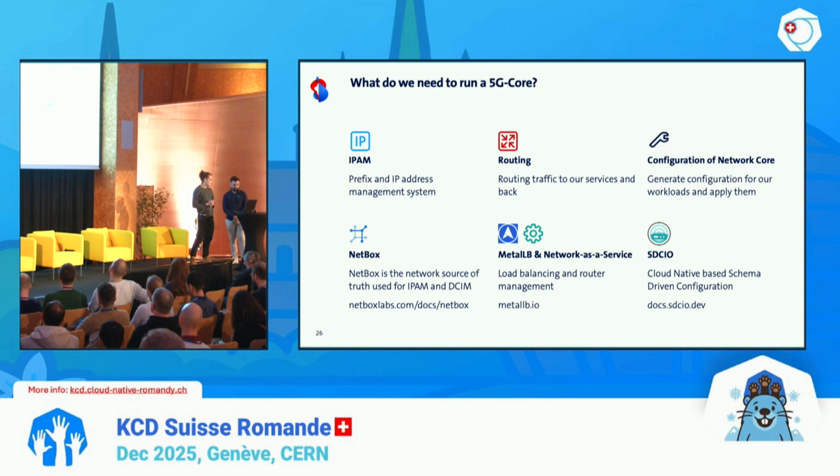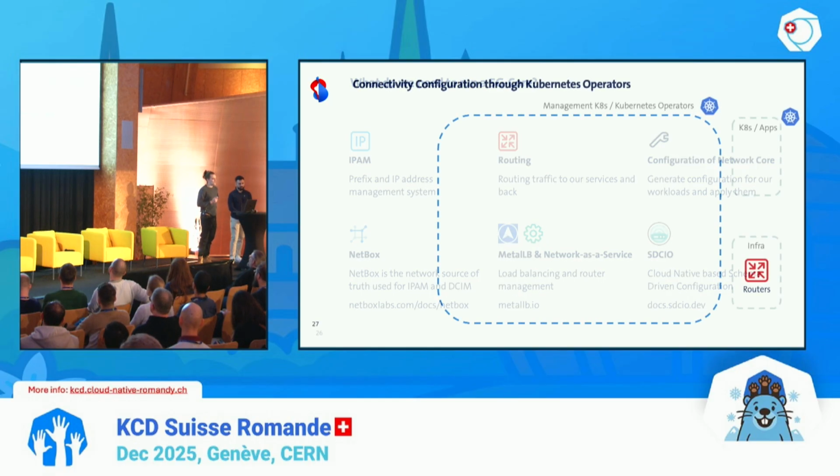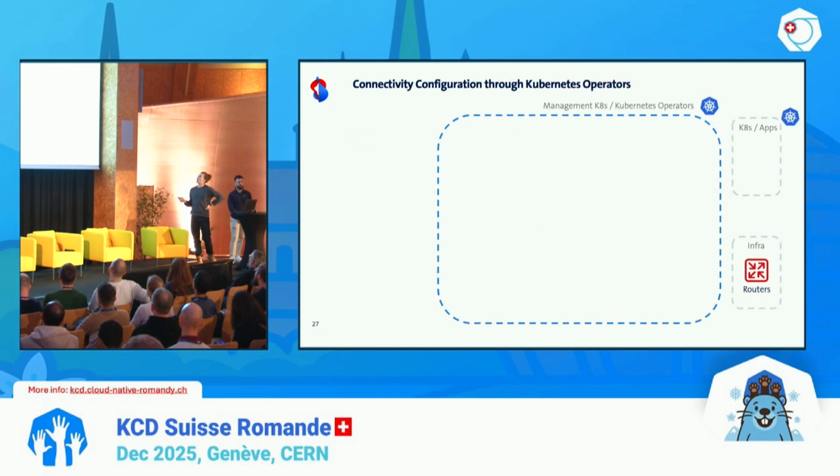All right, so let's get a bit more technical and see how this looks in practice. In the middle, you can see our management cluster. So we have a management Kubernetes cluster. On the right top, you can see our application cluster. So we have our workload in there. And on the right bottom, you can see the infrastructure, so the routers.